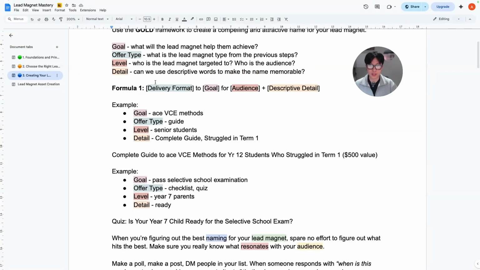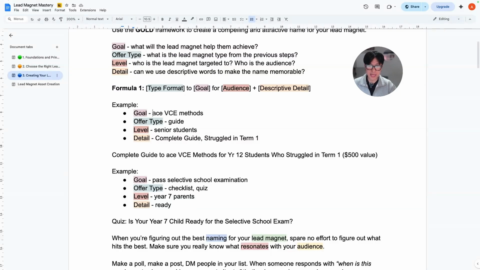And here's a formula. You want to put the delivery format, so the lead magnet type, so maybe I just put the type format, to goal for audience level plus descriptive detail. That is a great formula to use for your lead magnet names. I'll give you 2 examples.